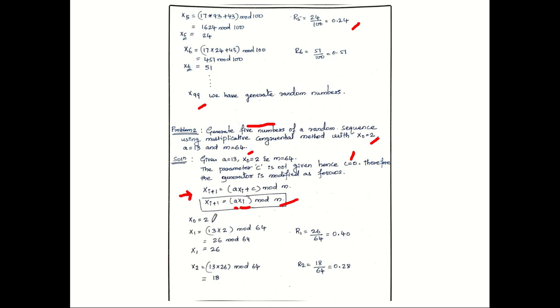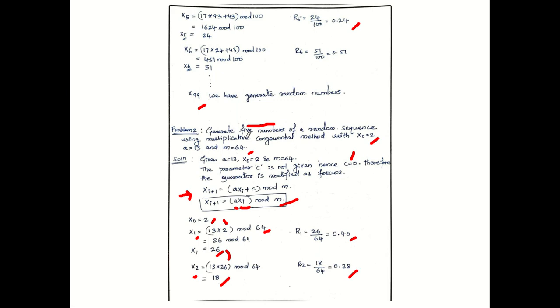We consider the seed value as 2. The first random integer is calculated as 13 into 2 mod 64, that is 26. The equivalent random number is 26 divided by 64, equal to 0.40. The x2 is calculated using x1, that is 13 into 26 mod 64, which is 18. The equivalent random number is R2 equals 18 divided by 64 equals 0.28.